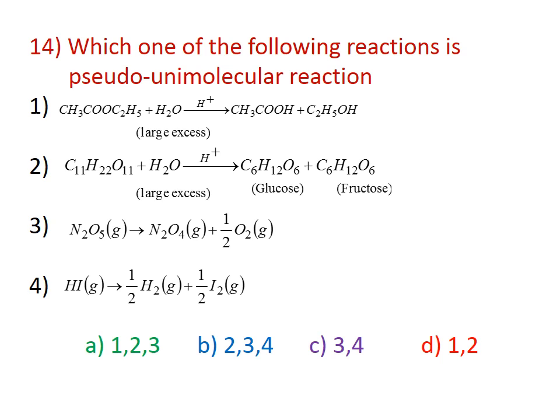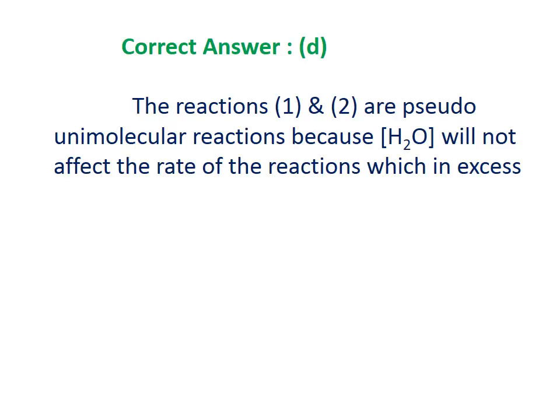And the fourth one is a bimolecular reaction. Therefore, 1 and 2 are pseudo unimolecular reactions. The correct answer is D. Reactions 1 and 2 are pseudo unimolecular because H2O, which is in excess, will not affect the rate of the reaction. So the correct answer is D.